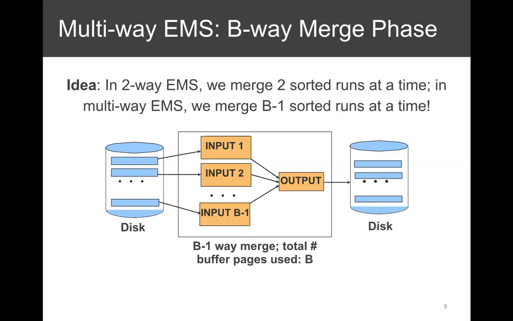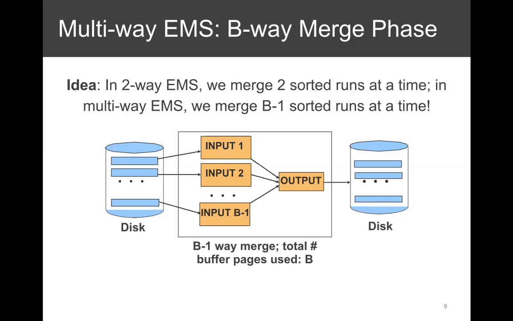In the middle, you have the box, which is your buffer pool. That's the section of the buffer pool assigned to your EMS process. So you have B buffer pages. B-1 are assigned to B-1 runs, and then you have 1 frame assigned to hold the pages of the output as and when you get them.